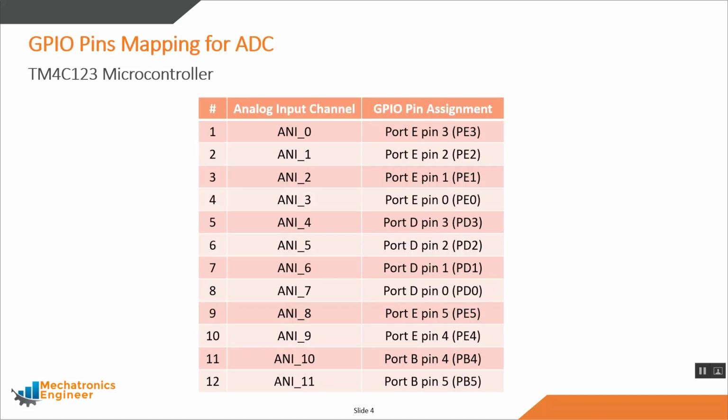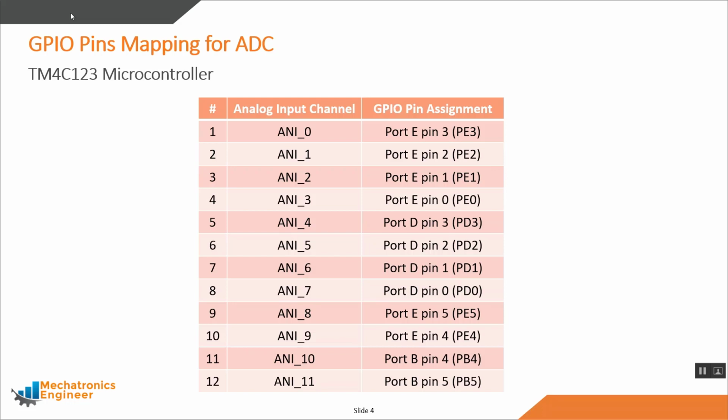The 12 analog inputs available on the TM4C123 microcontroller are labeled AIN0 to AIN11. These analog input channels are multiplexed to GPIO pins. So when we want to use a specific GPIO pin as an analog input channel, we need to disable its digital functionality, which we will see in the configuration steps.